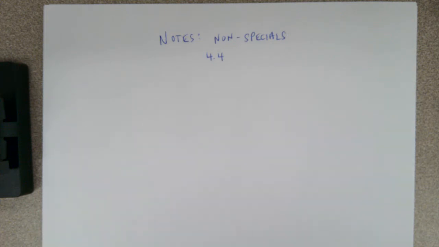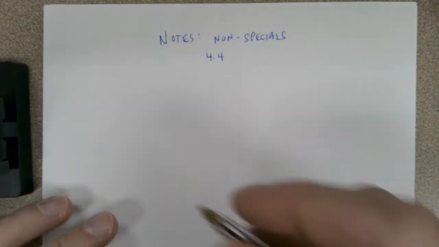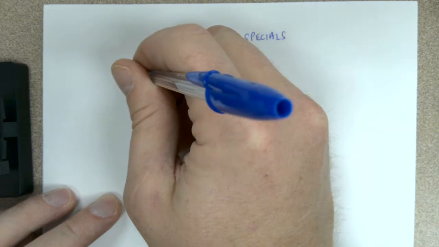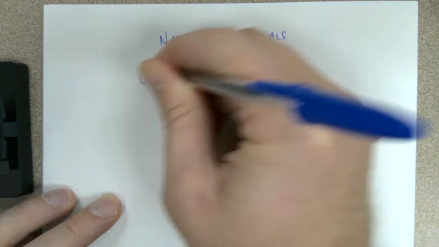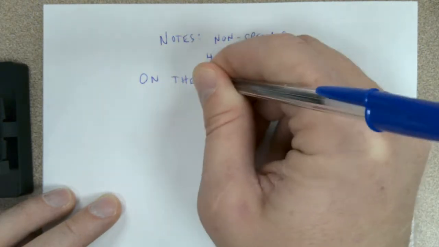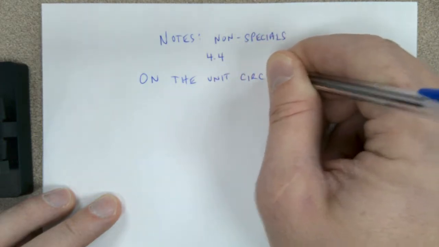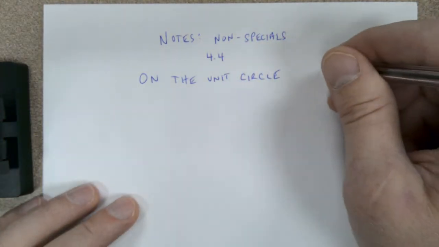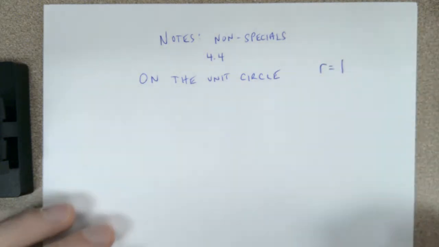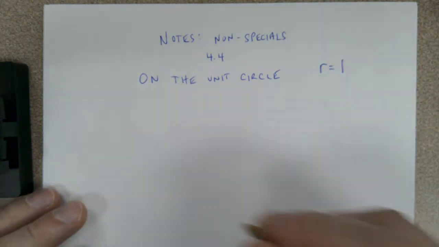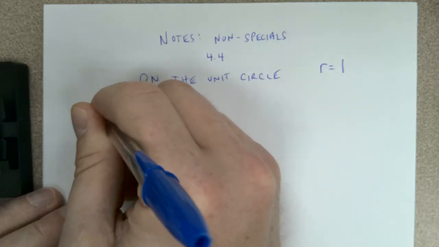Okay, so today we're going to talk about lesson 4.4, which is our non-special angles. And we're going to talk about our angles that would be on the unit circle. Remember, when they're on the unit circle, we know that the radius is equal to 1. Now, let's take a look at an example here.